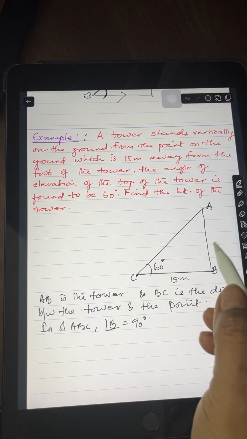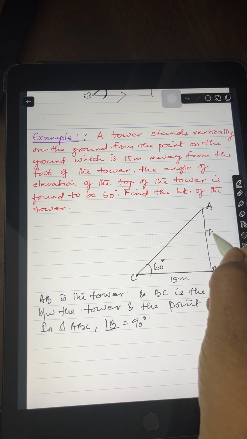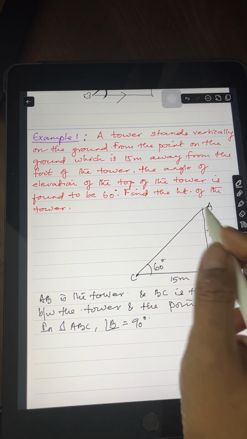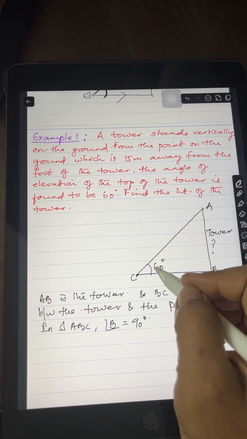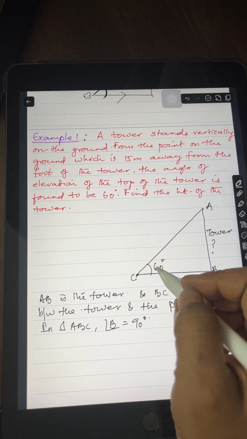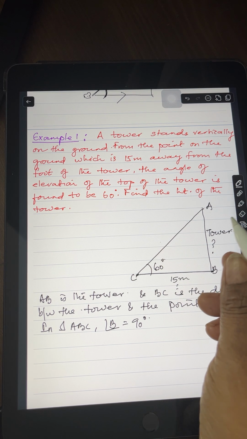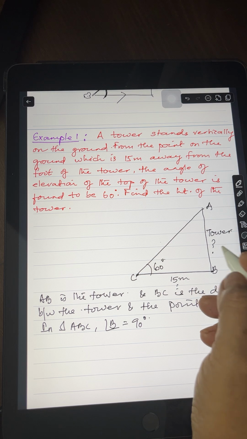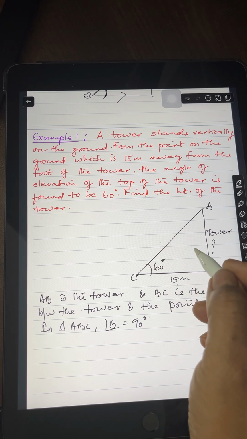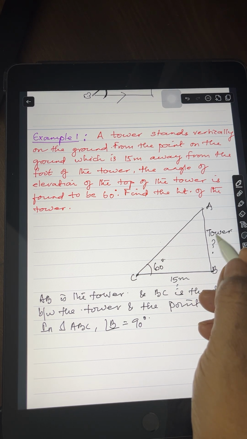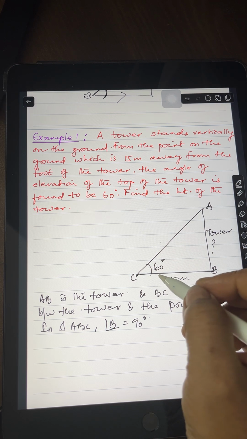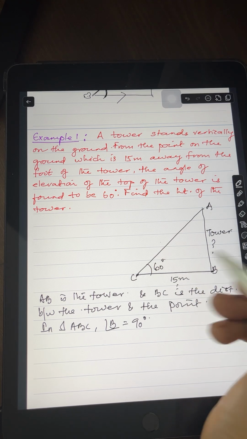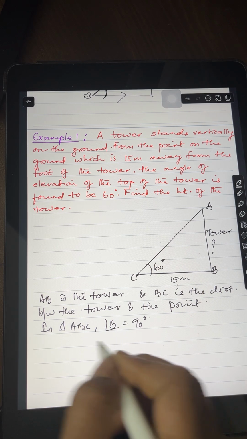So where is the tower? The tower is this, no? So you will have to find the height of this AB. One side is given and one angle is given. So how will you find out the dimension of the tower? What you can take is, where opposite and adjacent, which ratio opposite and adjacent is used? In tan it is used. So you can take tan 60.